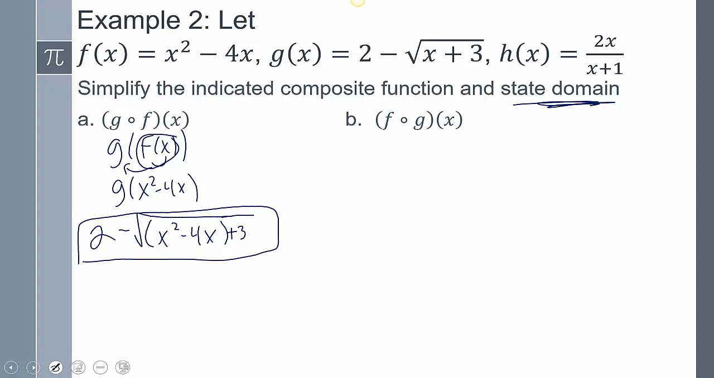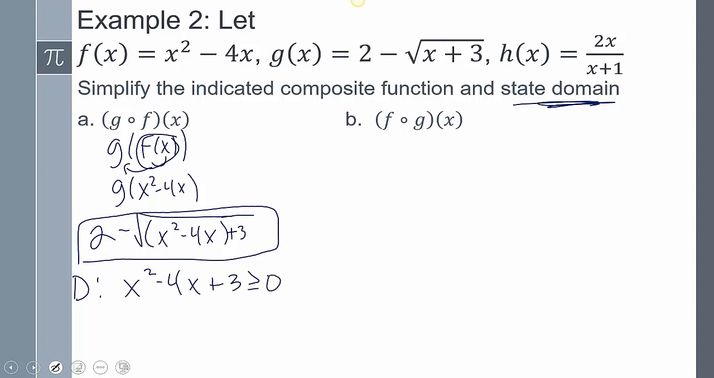And so with my domain, we have to consider what types of restrictions I have. Am I dividing by an x in any fashion? Well, the answer is no. Do I have any x inside of a square root? The answer is yes. I have the square root of x squared minus 4x plus 3. So remember, when I have a square root, you take whatever's inside the square root, and you have to say it's greater than or equal to 0.